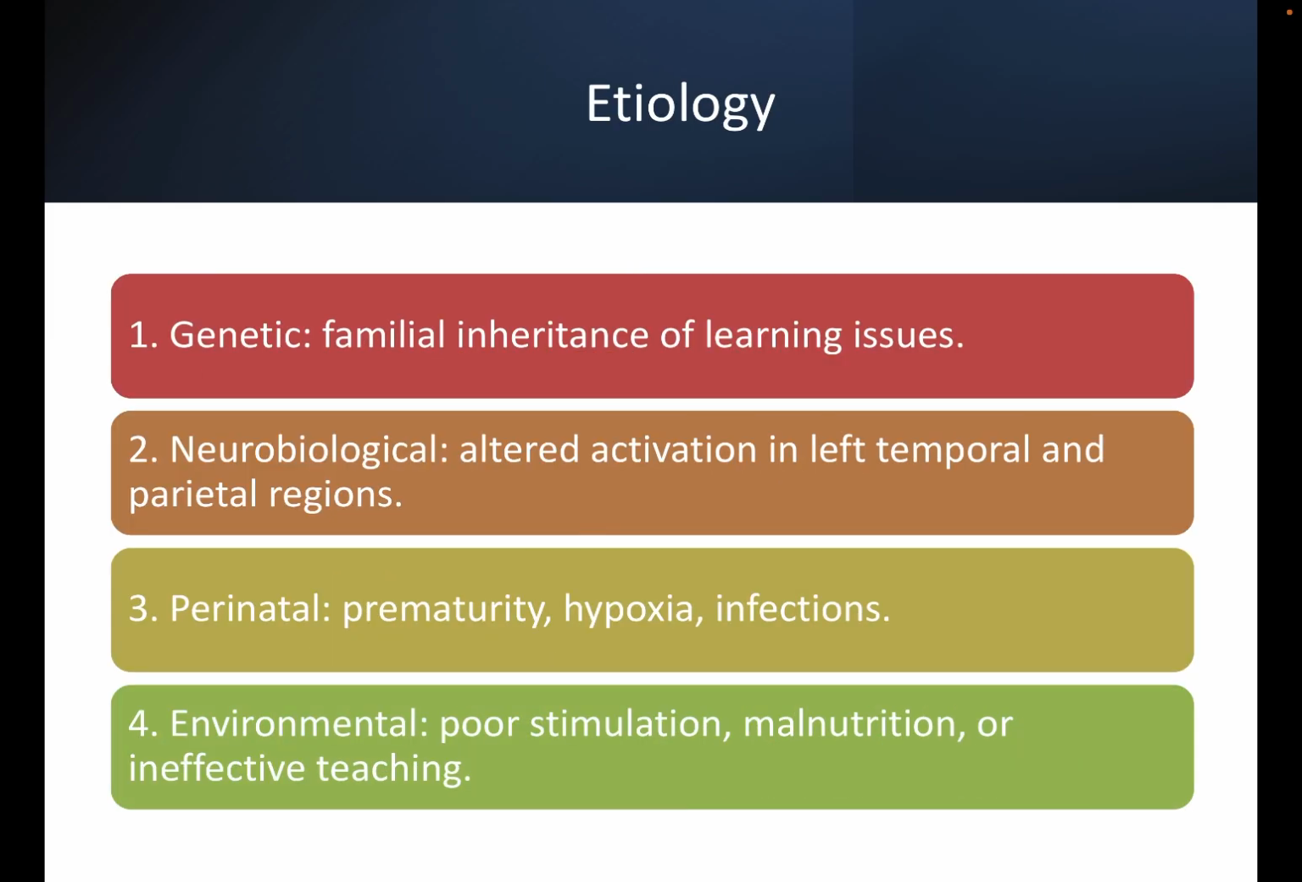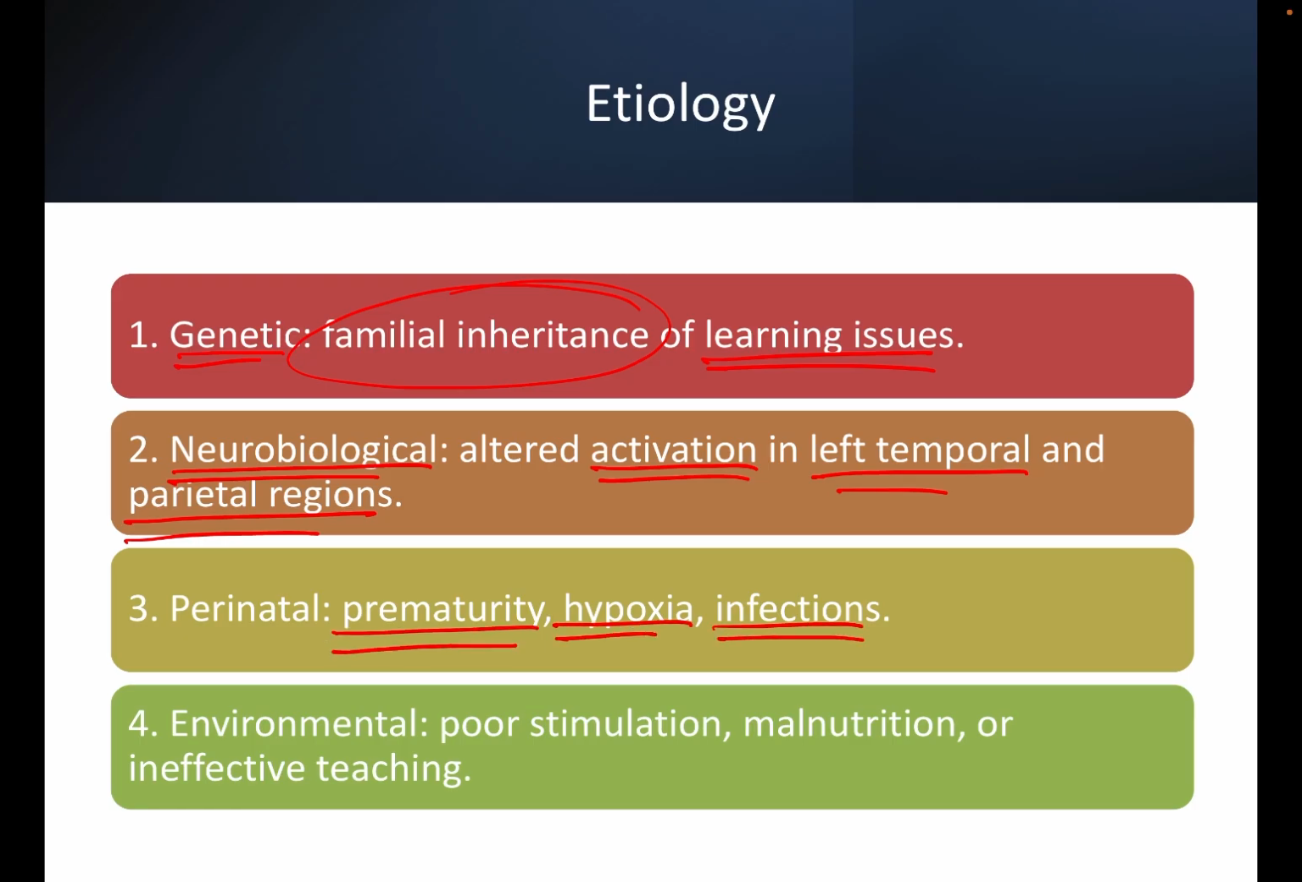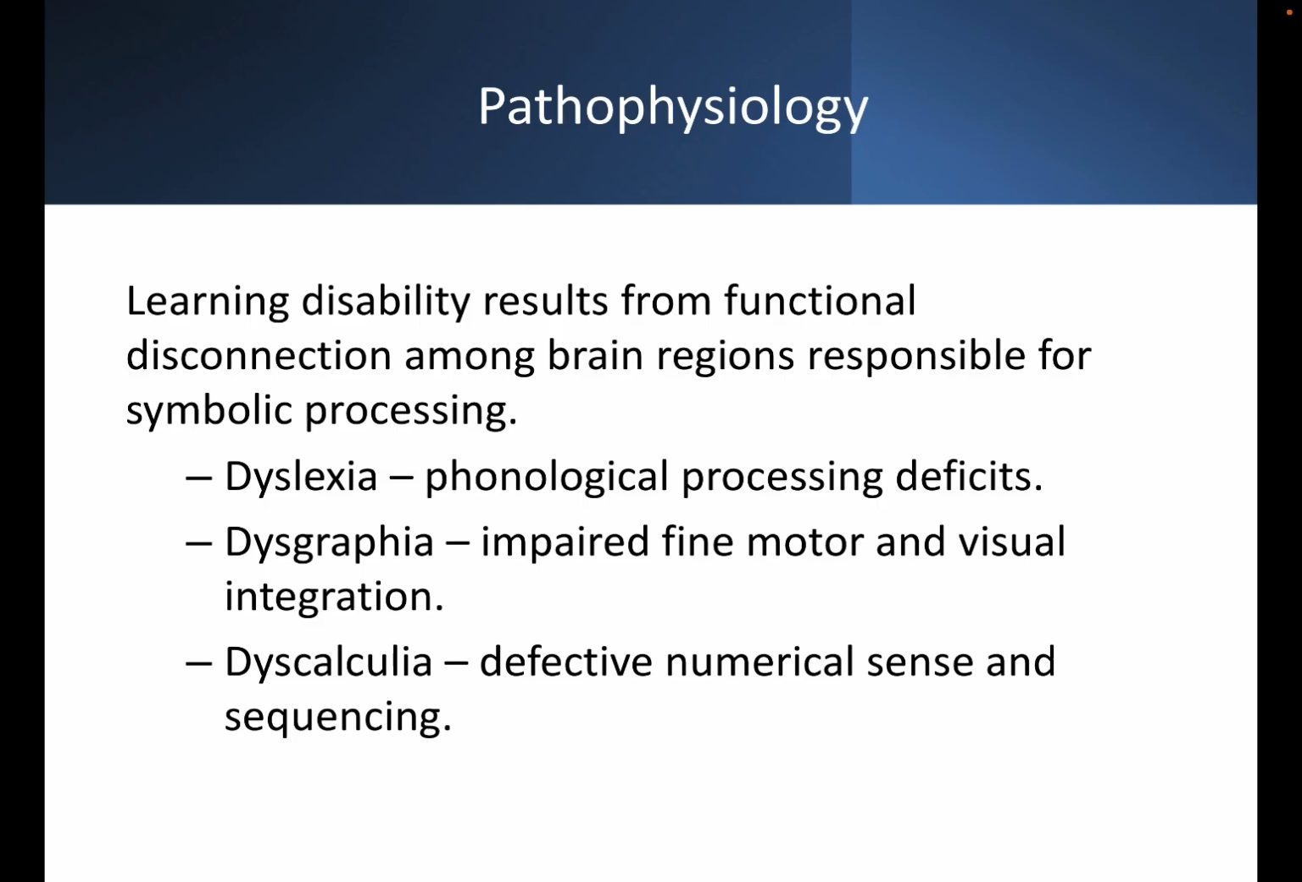So what are the etiologies? It could be genetic, there is a familial inheritance of learning issues, or neurobiological, altered activation in left temporal and parietal regions, or perinatal causes like prematurity, hypoxia, or any infections, or environmental causes like poor stimulation, malnutrition, or ineffective teaching.